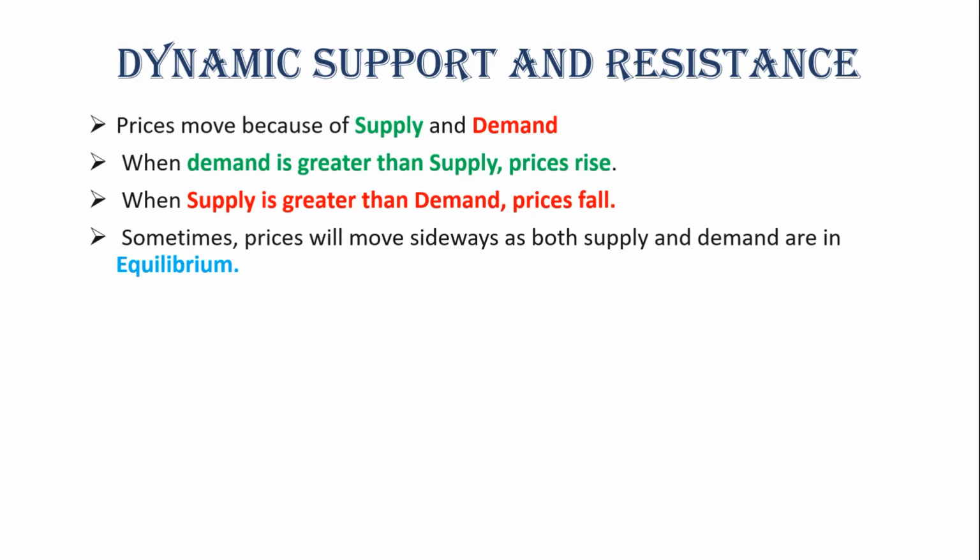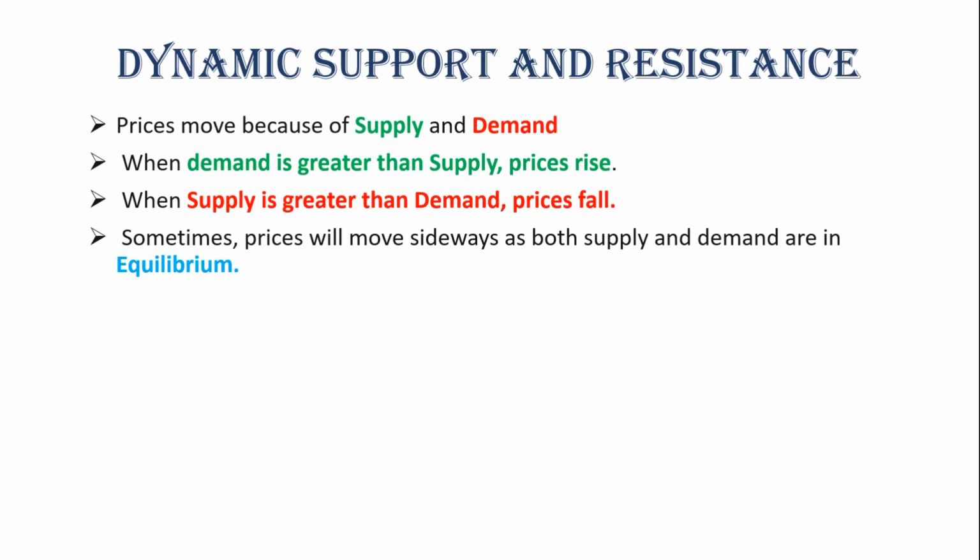Now we can see what is called supply and demand. Price moves in the market because of supply and demand. So why is the price going in an uptrend? The demand is greater than the supply. In that case, we can see the price is rising. When the supply is greater than the demand, what will happen? Price will fall, because there is more supply.